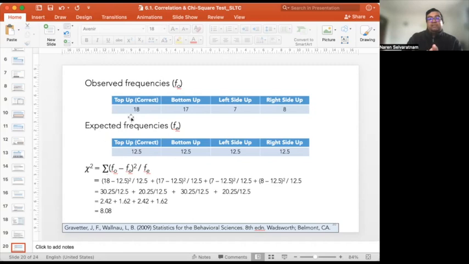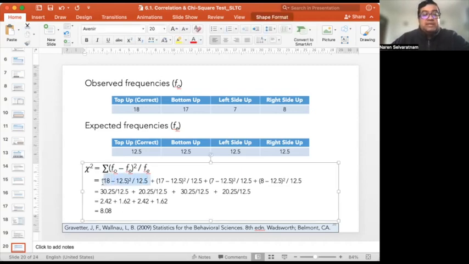So for example, the first one is 18. 18 minus 12.5, squared, over 12.5, plus... sorry, here's how it should go. So this is the first bit. After the plus it would be the second one.